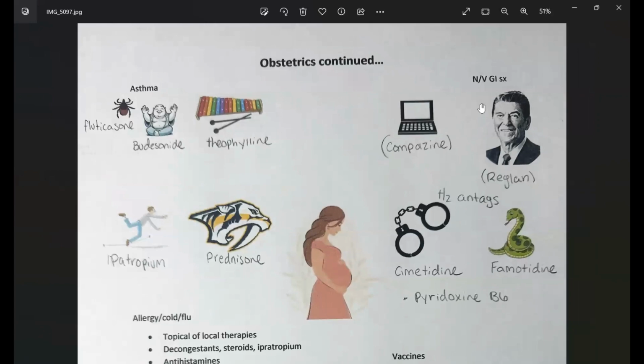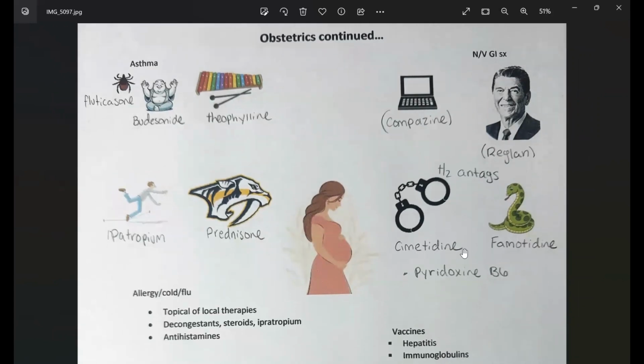If your pregnant patient is having some nausea, vomiting, and GI symptoms, you can use Compazine. So this is a computer for Compazine. This is Ronald Reagan for Reglan. And these are both brand names. You can also use histamine 2 antagonists, such as cimetidine and famotidine.